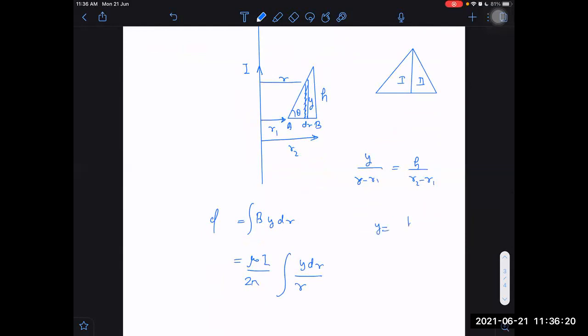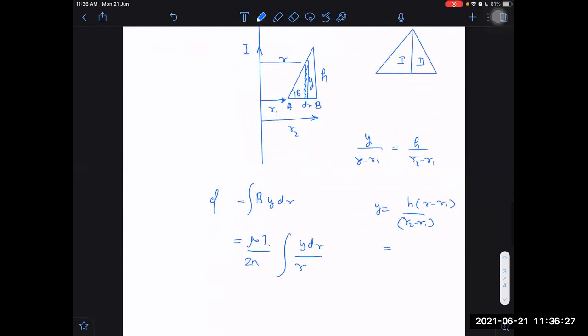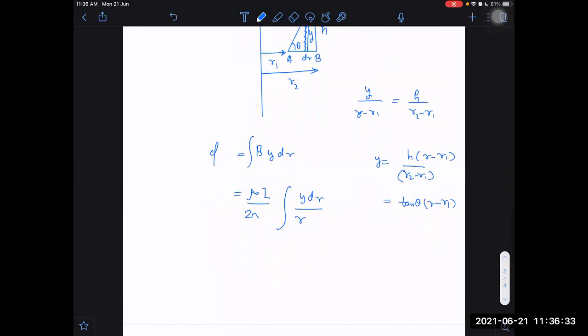Now, what is the value of y? y is equal to h into (r minus r1) upon (r2 minus r1). Actually, h upon (r2 minus r1) is nothing but tan theta. So let us replace it by tan theta only: tan theta into (r minus r1). Tan theta is also constant. I can take tan theta safely outside. So mu naught I upon 2 pi into tan theta into (r minus r1) into dr divided by r, integral with limits from r1 to r2. That is phi.